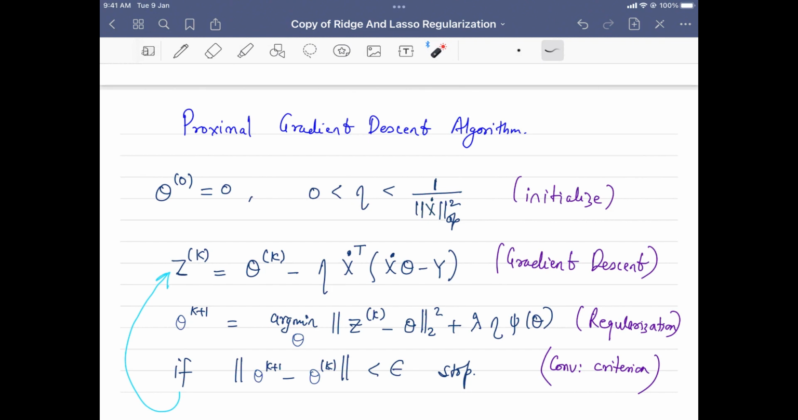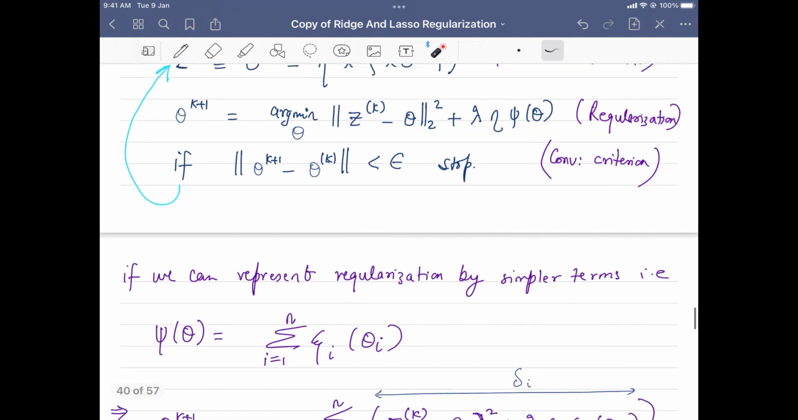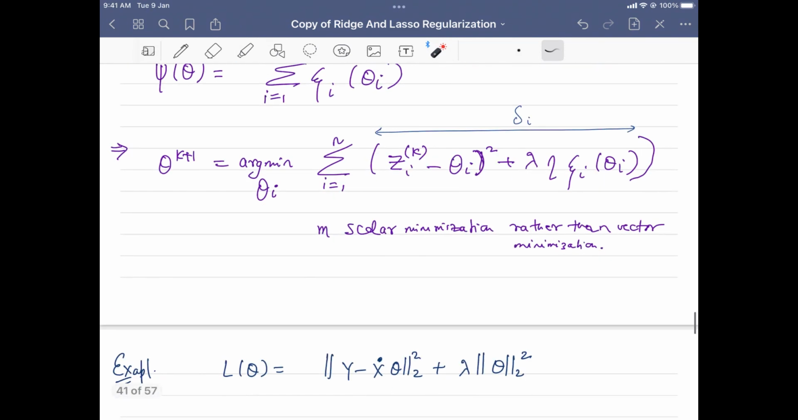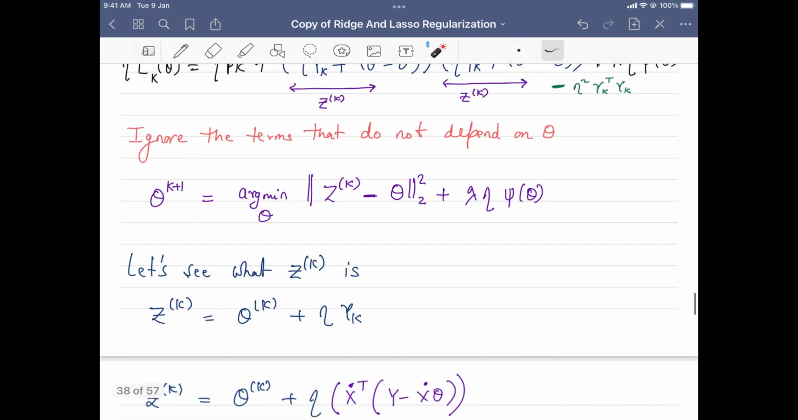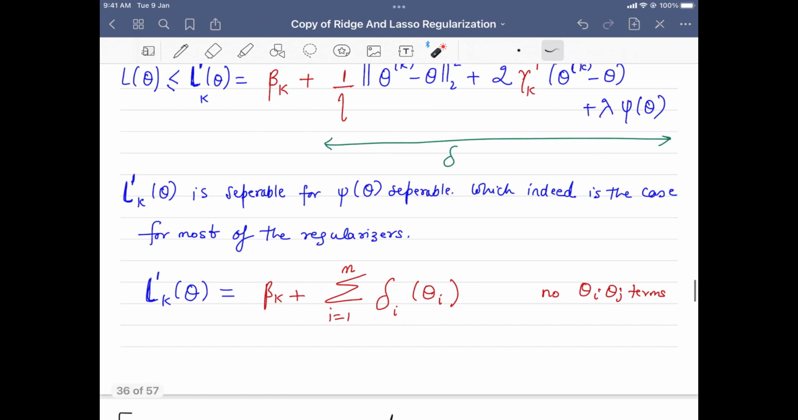So now let us see what we can do. The important thing that I wanted to discuss along with this is, if you recall, I told you last time that this new function L prime k, which we are trying to find out and which we have already found using this expression, is actually separable if phi of theta is the regularization.